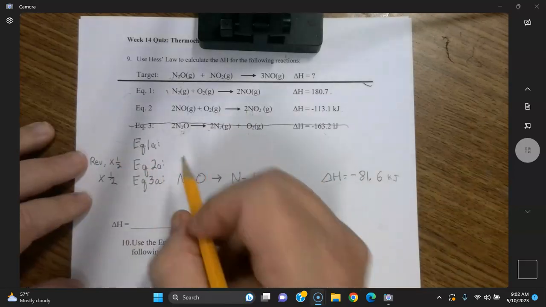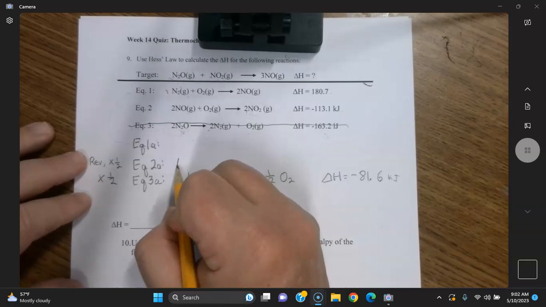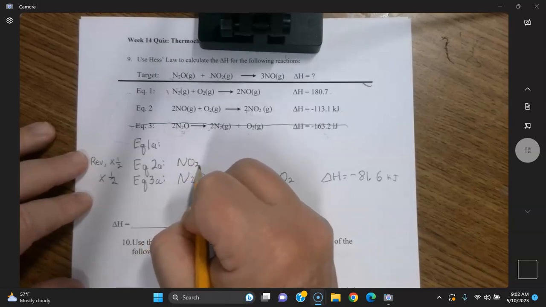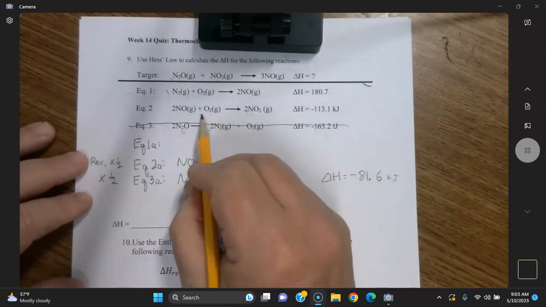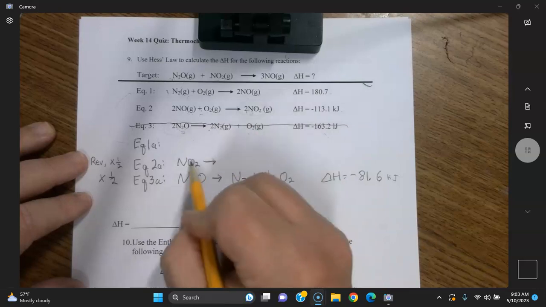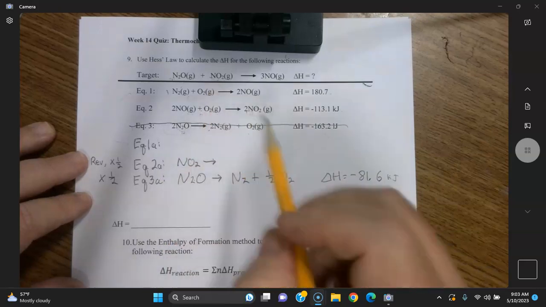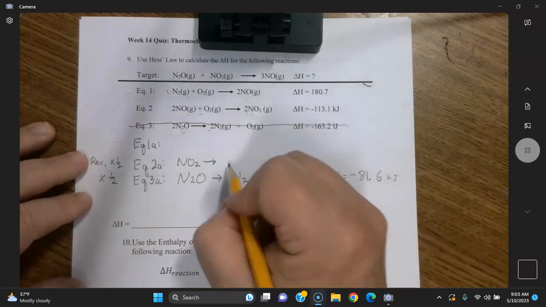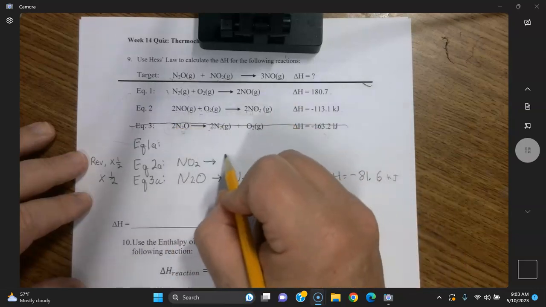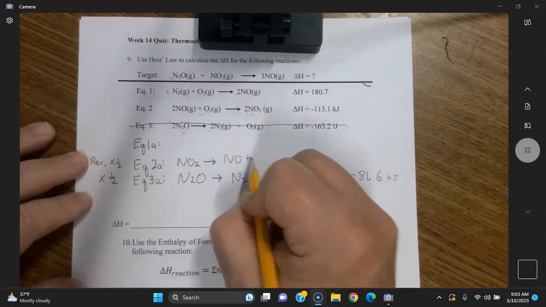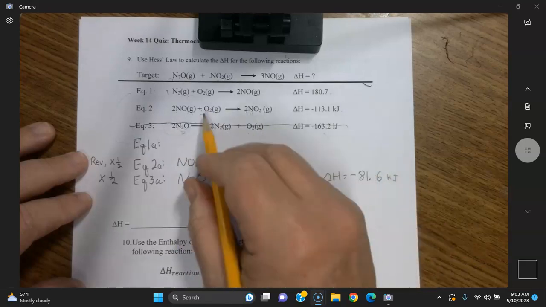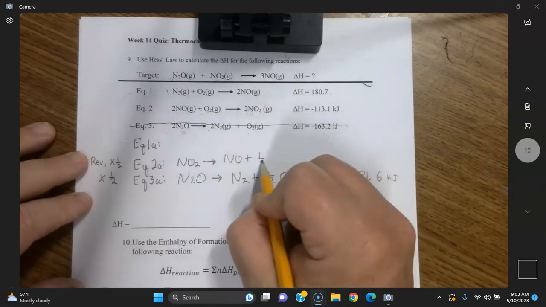So this is going to come over. It's going to become NO2. So we turned it around, put it over there on the left side of the arrow. So now it matches up with the target. That's what we want. Then these two we have to put over on the other side. So half of NO is going to be NO plus half of O2. That's going to flip over to the right, and that's going to be half of O2.